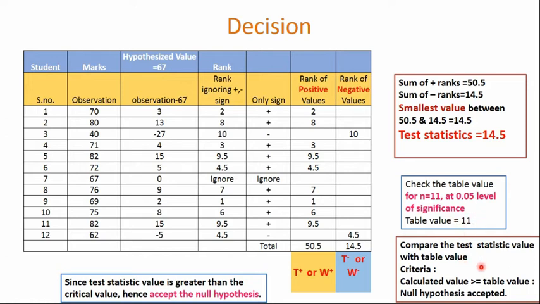Now we will compare our test statistic 14.5 with 11. What is the criteria? If the calculated value is greater than or equal to the table value, then the null hypothesis is accepted. In our case, 14.5 is greater than 11. We can say the null hypothesis is accepted. What was the null hypothesis? There is no significant difference between the population value and the hypothesized value.